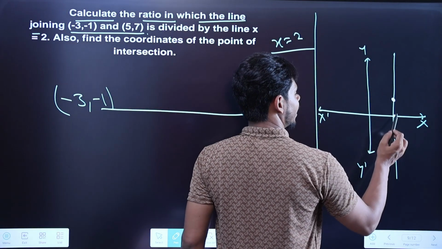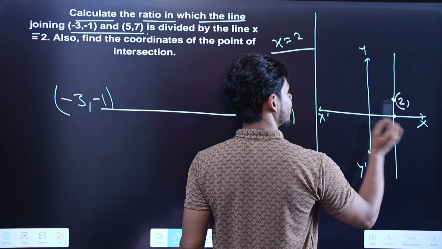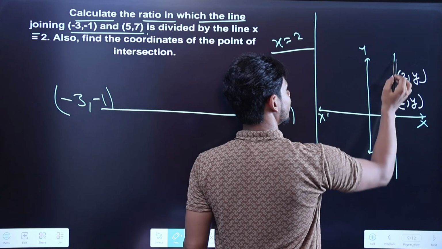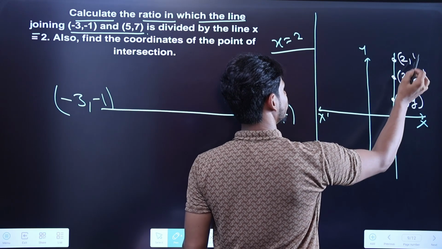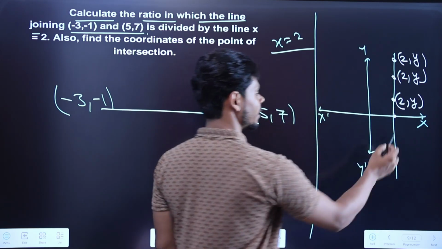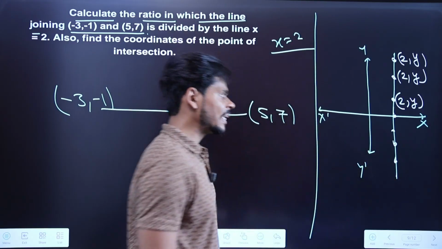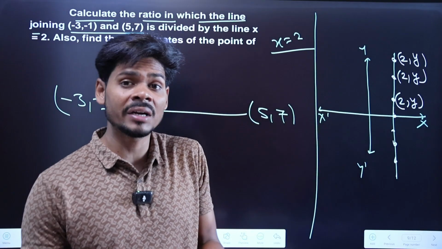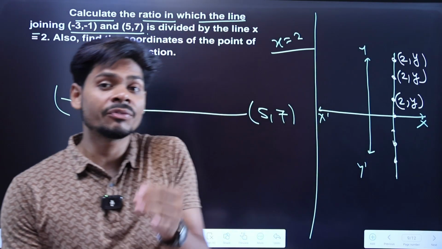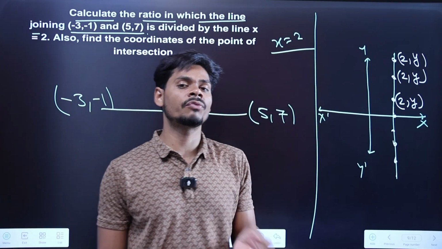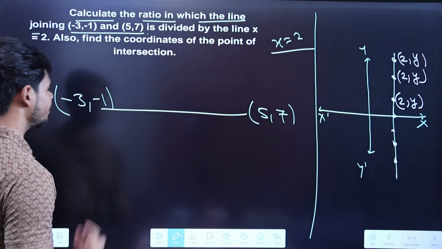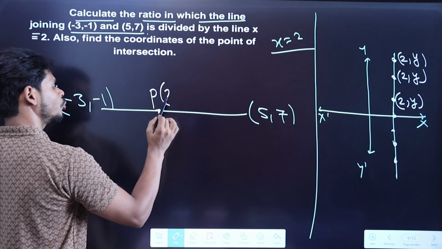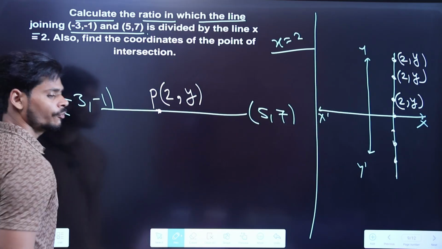Now if you observe, this point will have x as 2, but we don't know anything about y. Similarly, on this side also. The speciality of these points is that we already know the value of x, but we can't say anything about the value of y. It means there is a point P, let's say, which is 2 comma any number on the y-axis.